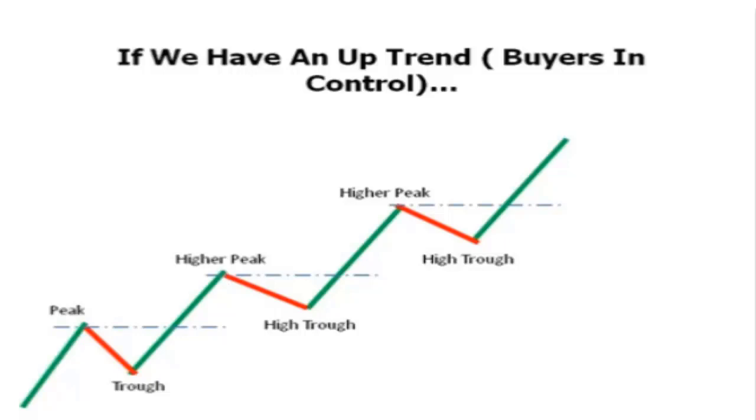So if you're identifying higher troughs and higher peaks, then that simply tells you that the buyers are in control. Okay, the buyers are in control. And if the buyers are in control, which one do you think would be more high probability to do? Would it be to buy it or short it, meaning sell it, meaning you want the market to go down? The more high probability, right, would be to buy it.